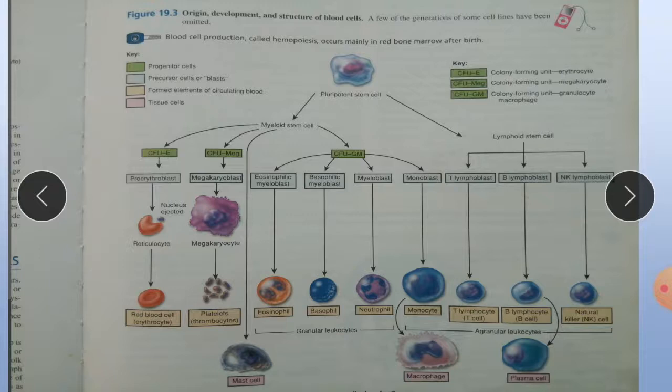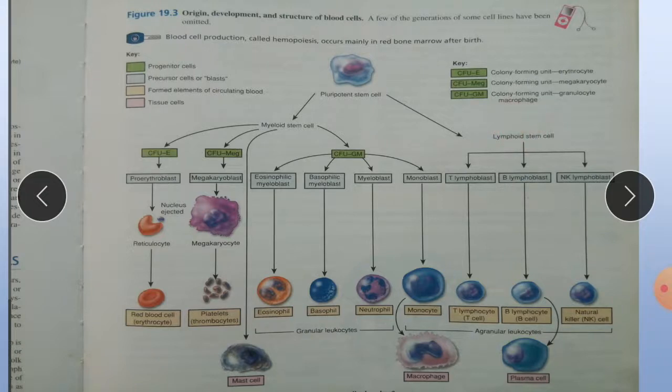Now, here is the major site for the formation of various types of cells. For example, progenitor cells and precursor cells give rise to the formed elements of circulating blood. Also CFU, colony forming units: CFU-E for erythrocytes, CFU-Meg for megakaryocytes, and CFU-GM for granulocytes and macrophages.